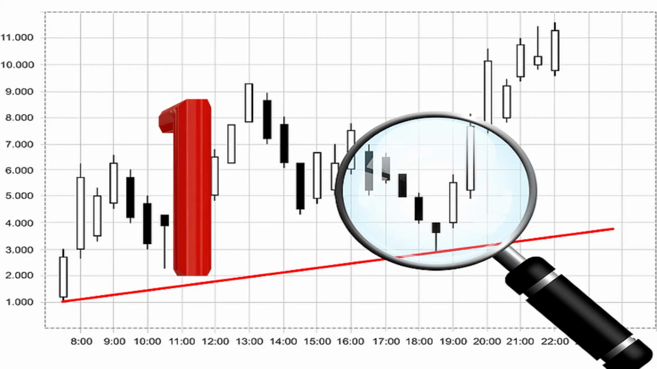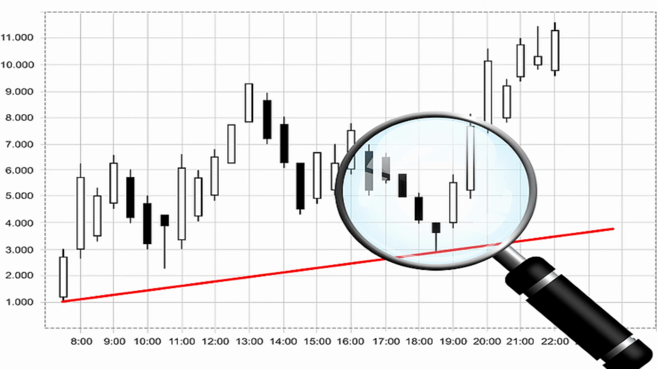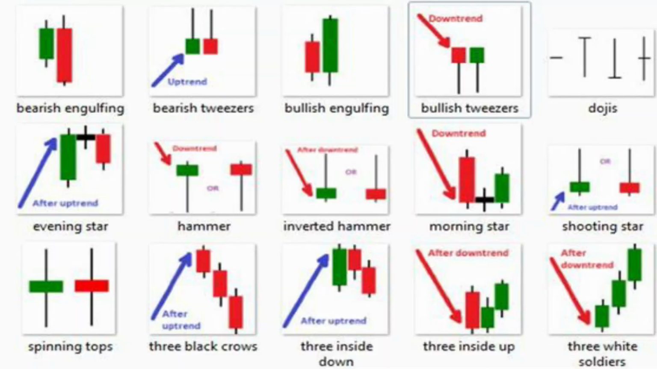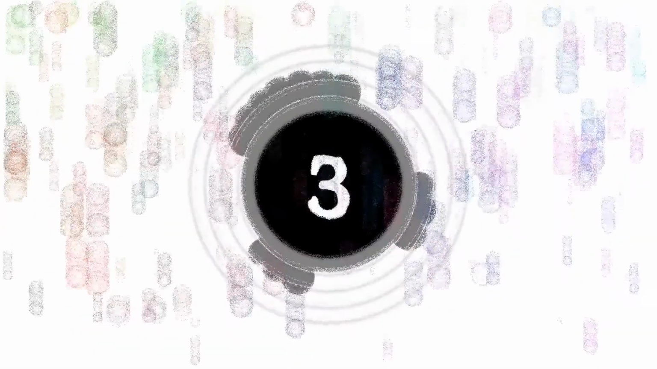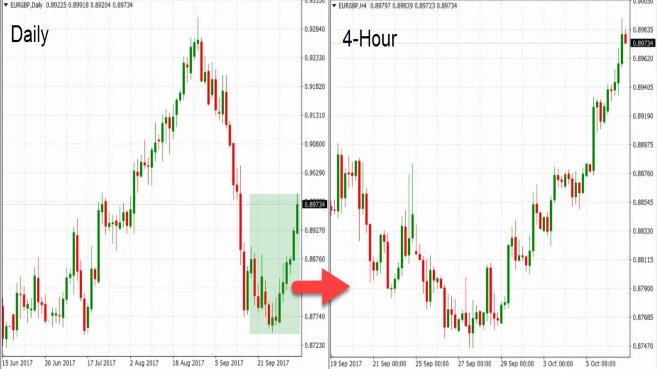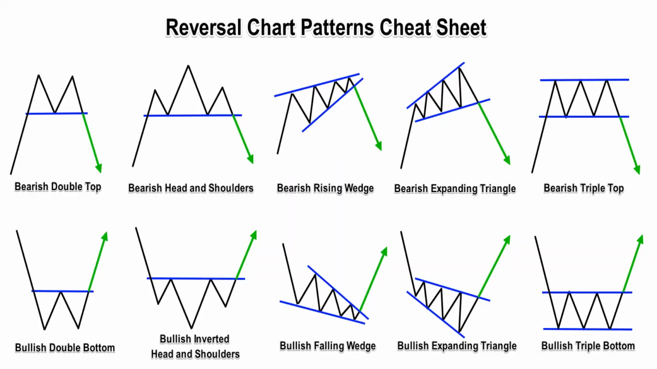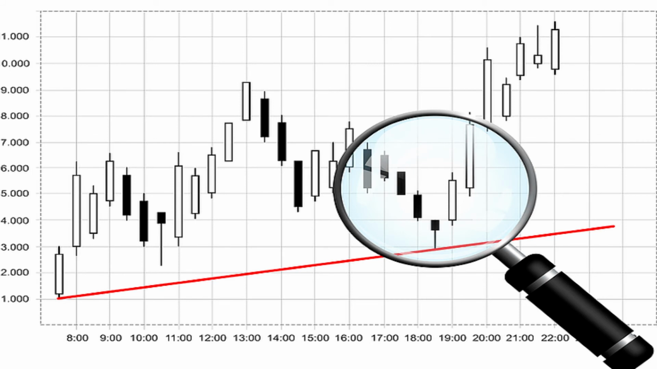The anatomy of Japanese candlesticks, the Japanese candlestick patterns, market structure, time frames and top-down analysis, trading strategies and tactics. Let's talk about the anatomy of Japanese candlesticks. In the anatomy of Japanese candlesticks, we must understand that candles have different body sizes and a psychology behind them.